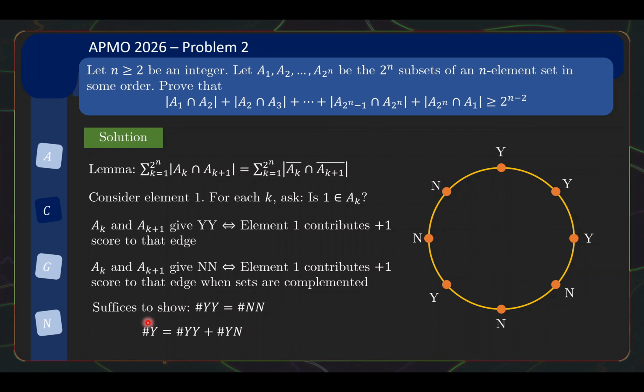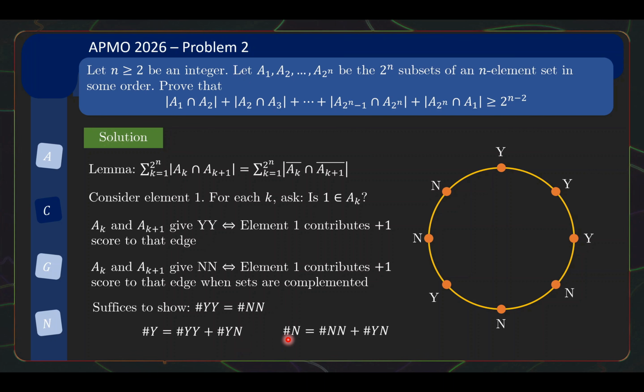Now, the number of yes on the circle is equal to the number of yes-yes plus the number of yes-no. And this is very easy to see. Each time you have a yes, it must be followed by either a yes or a no. So it will either contribute to here or contribute to here. Therefore, the number of yes equals the number of yes-yes plus the number of yes-no. This is a bit mind-bending, but once you see this, it's something interesting to observe.